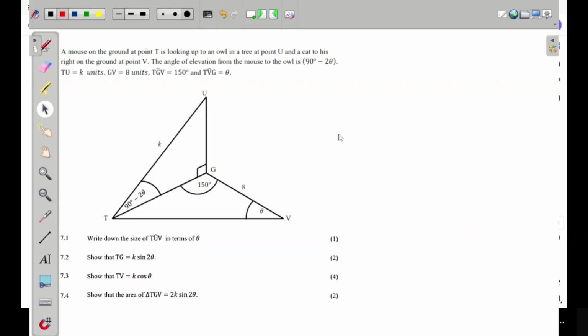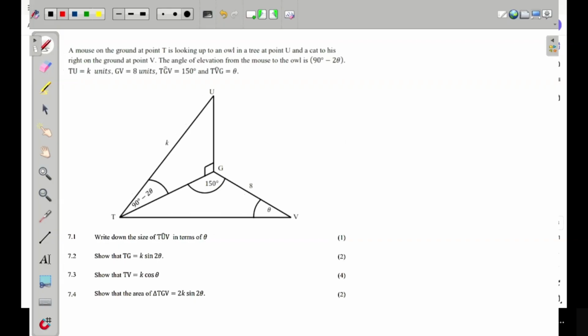It's not a difficult one, except that the first question really starts on a bad note. I think this was meant to be angle TUG. Because angle TUV is this angle here on the inclined plane, and it would really take some heavy effort to get to that. So it's not worth the 1 mark that they have allocated. My apologies on that one.